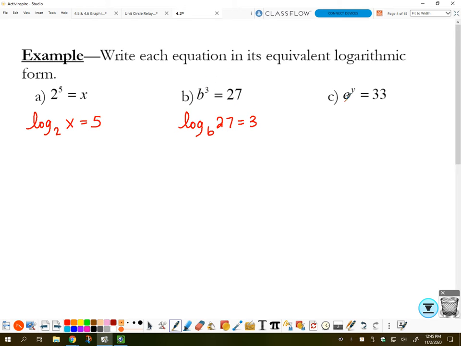Here we have log base e of 33 equals y. And we'll talk about this more later, but anytime you have log base e, that's considered the natural log, and we write it with an ln. So we can just write it as ln of 33 is equal to y.